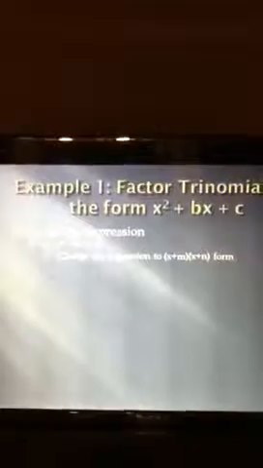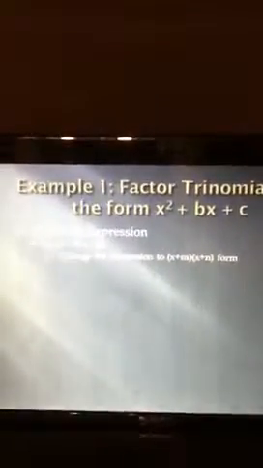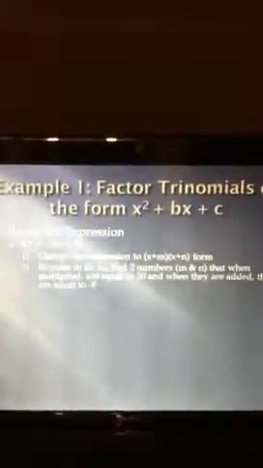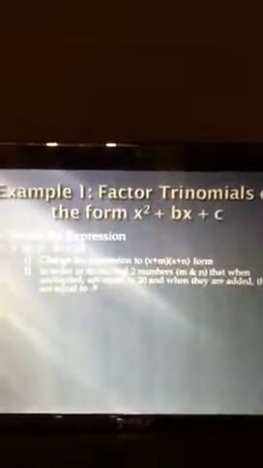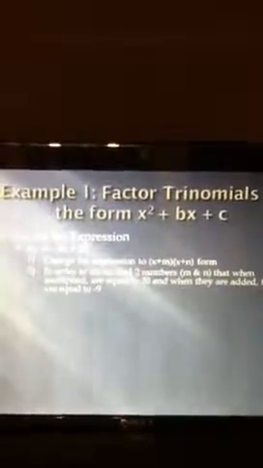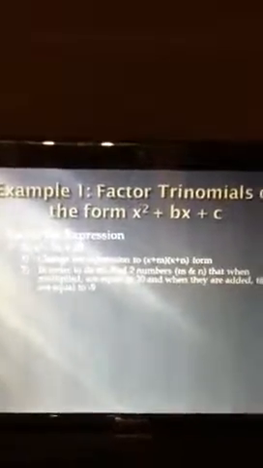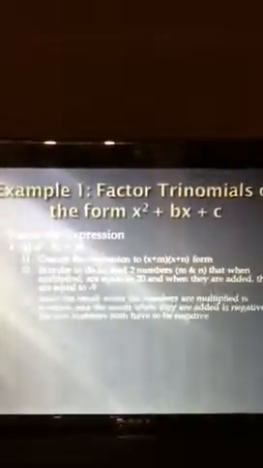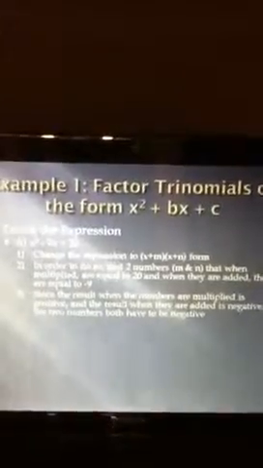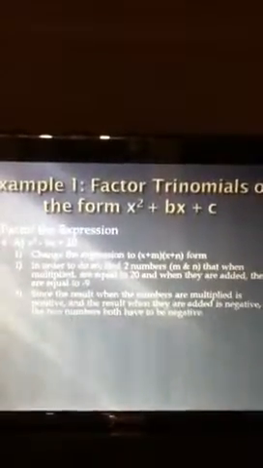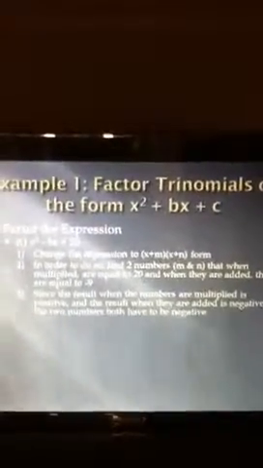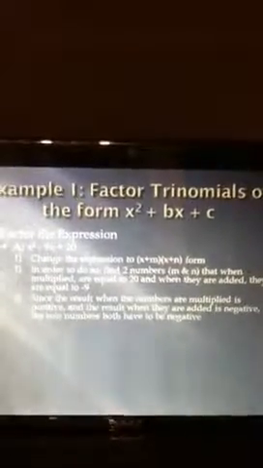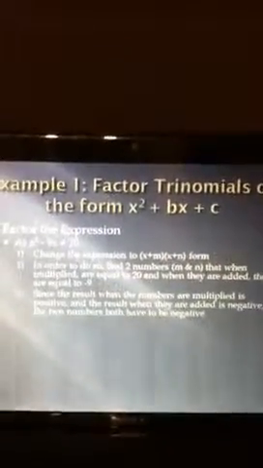In order to completely factor it, we have to change the expression to x plus m times x plus n form. In order to do so, we have to find two numbers, m and n, that when multiplied are equal to 20, and when added are equal to negative 9. Since the result when the numbers are multiplied must be positive, and the result when they are added must be negative, the two numbers both have to be negative.